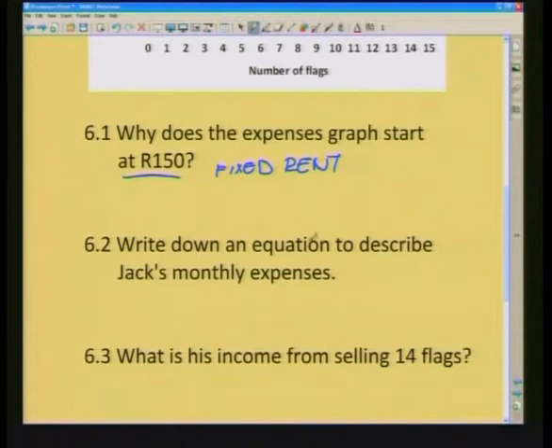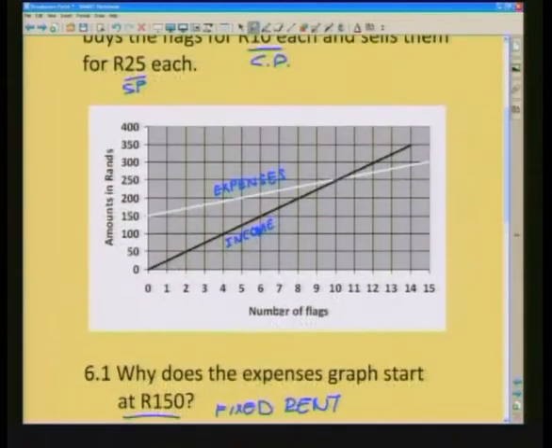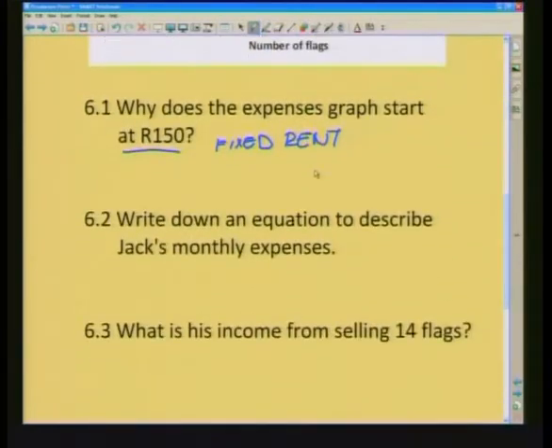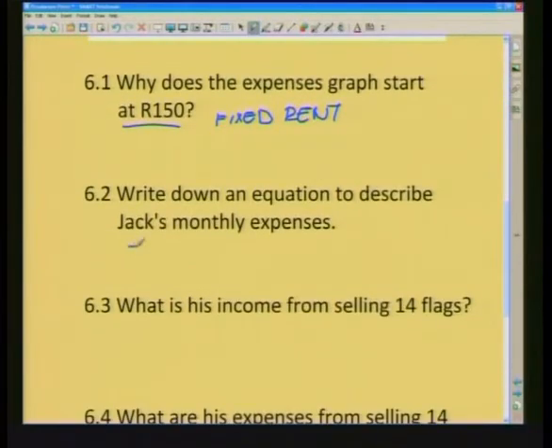Then we have to write down an equation to describe Jack's monthly expenses. Alright, so if we go up here, we see that he pays 150 Rand rental, and each of the flags that he buys costs him 10 Rand. So therefore, the equation to describe Jack's expenses will be, if we call it E, 150 plus 10 times X. So depending on how many flags he buys, his expenses will go up every time.